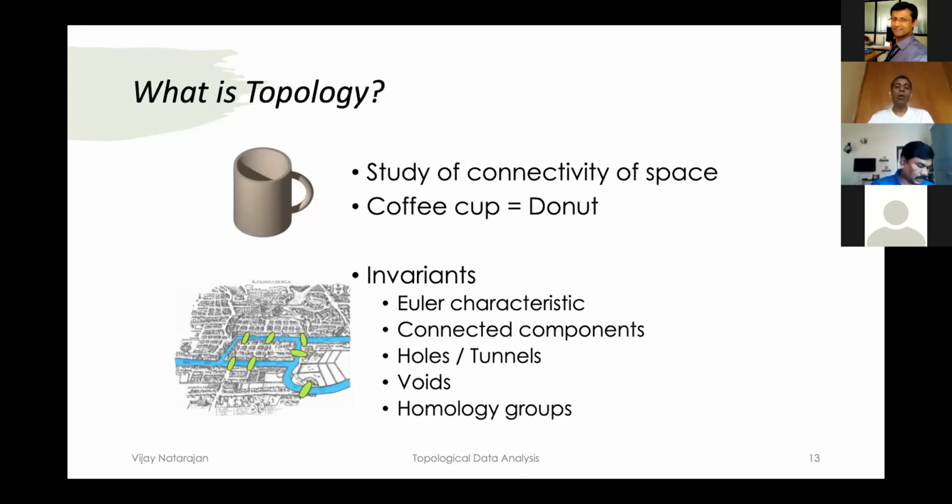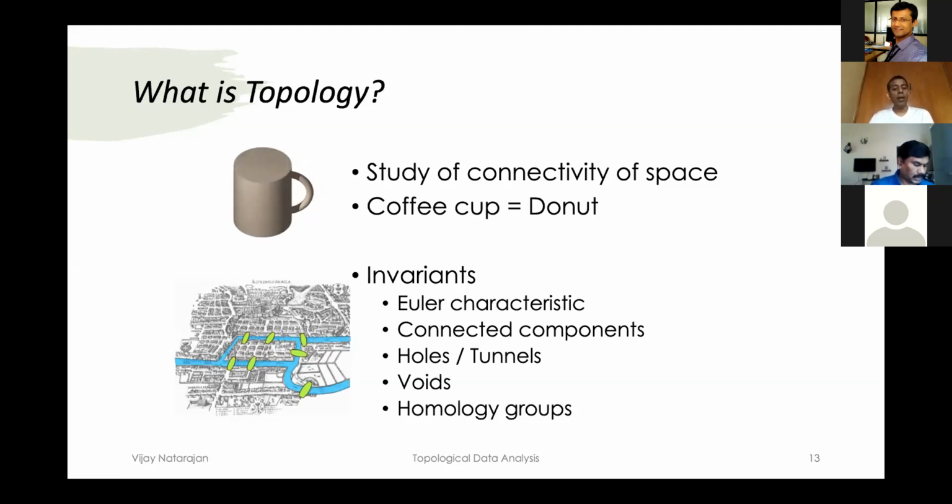Now, how do we talk about different shapes? We talk about them using invariants. One invariant is the Euler characteristic. You may have seen the Euler characteristic in graphs. This is called the Euler number. In the case of planar graphs, for example, the Euler characteristic is essentially the number of vertices minus the number of edges plus the number of faces. You may have seen this in your graph theory introduction. So this is a very simple invariant for a space.